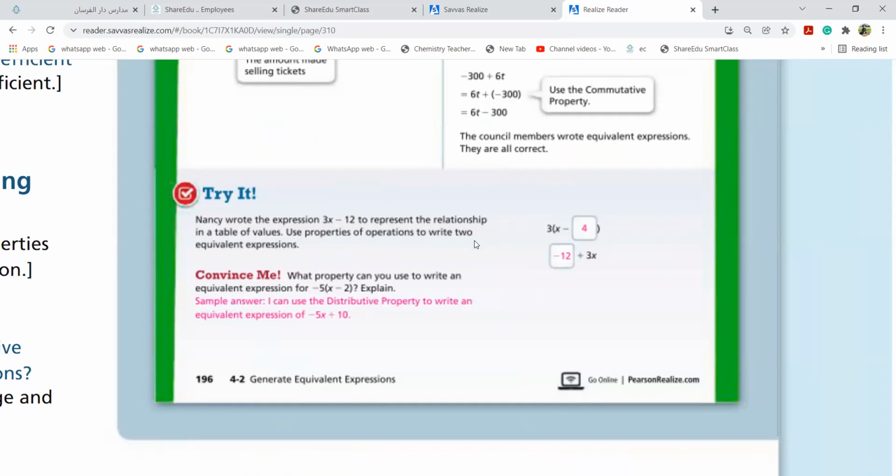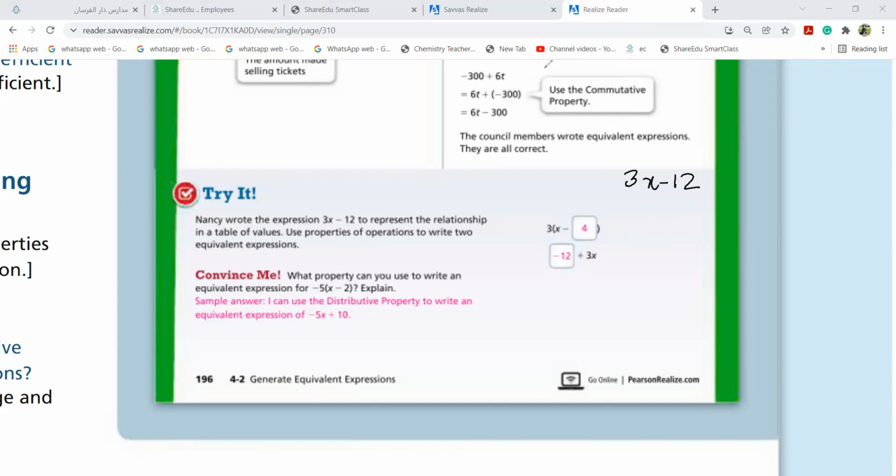This time, Nancy wrote the expression 3x minus 12 in the table of values. Now see very carefully. We need to use operations. Remember distributive property, commutative property. Do you remember? Anyways, no problem. What do you see here? 3 and 12 together. Now, Ghalia, tell me in which timetable do they come together? In 3, right?